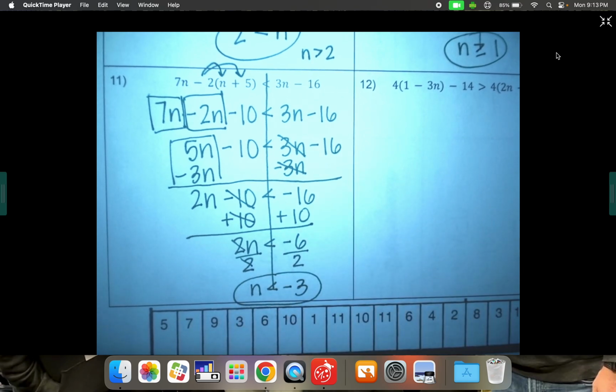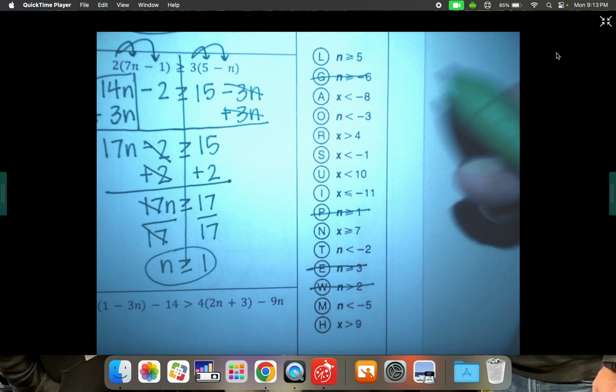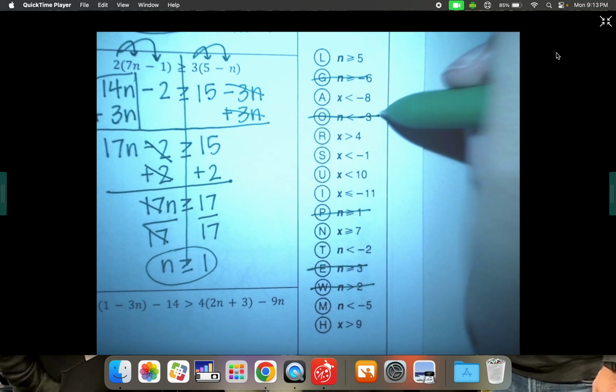All right, so we're looking for an answer of n is less than negative 3. N is less than negative 3. Oh, there it is.